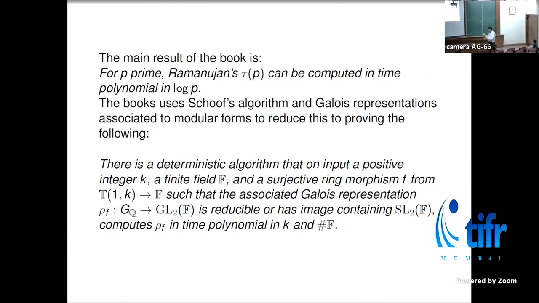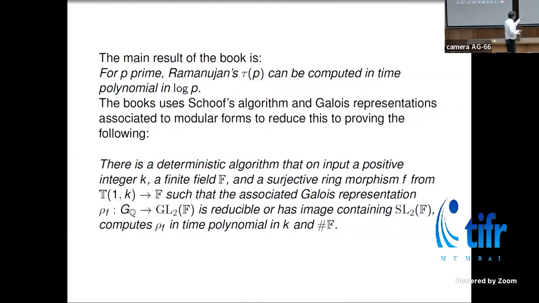So the naive method certainly doesn't give you an efficient algorithm, but Schoof remarkably found that you can use the action of Frobenius on the étale cohomology of this elliptic curve, and that is a better way of computing these points. So there was an algorithm to compute the number of points of elliptic curves using the theory of Galois representations.